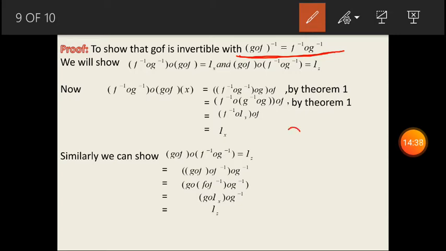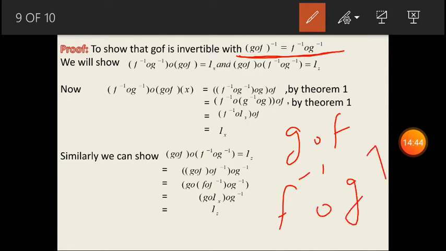So what is our function? g o f. What is the inverse of this function? f inverse o g inverse. Now you pay attention here also. According to the definition of an invertible function, the function was f and the inverse function was g, and we considered that their compositions f o g as well as g o f, both were identity functions.